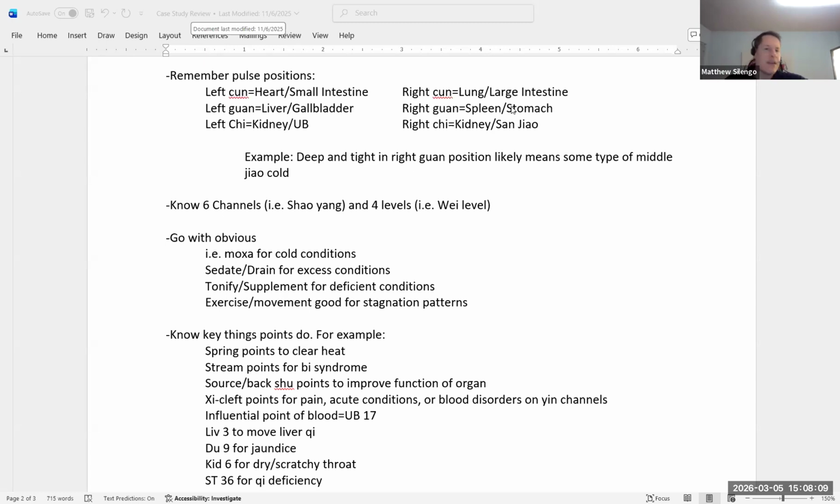If they tell you the left guan position is wiry, then that's probably a good indication that it's a liver gallbladder issue. So make sure you know those.